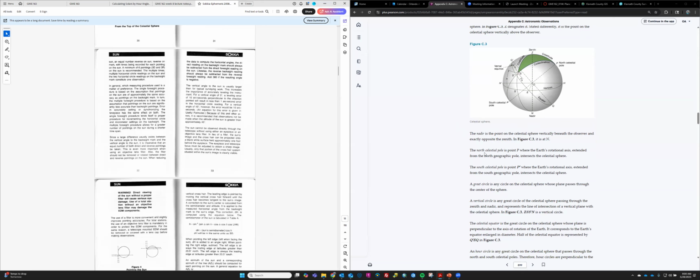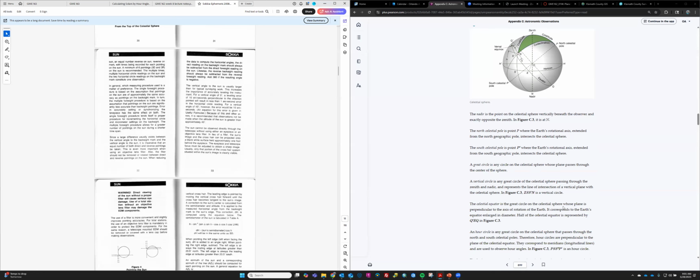See that north celestial pole is P, where the Earth's rotational axis extended from the north geographic pole intersects with the celestial sphere. And then we have the south celestial pole, where the Earth's rotation axis extended from the south geographic pole intersects with the celestial sphere. Great circle, again, going all the way around the celestial sphere, is one whose plane passes through the center of the sphere. And we have the vertical circle, that's any great circle on the celestial sphere passing through the zenith and nadir. It represents the line of intersection of a vertical plane.